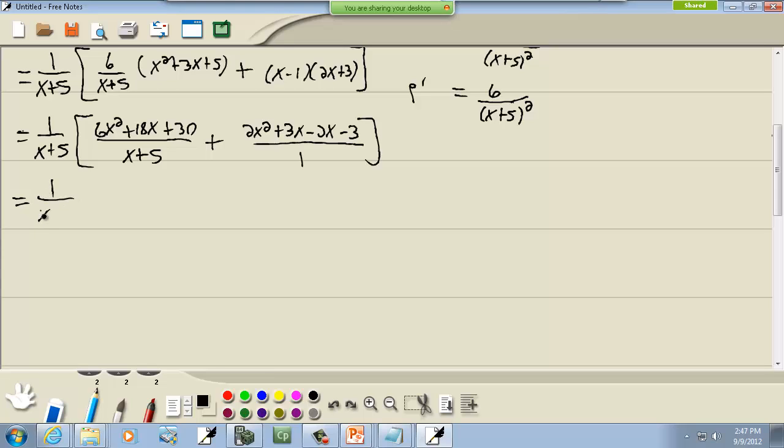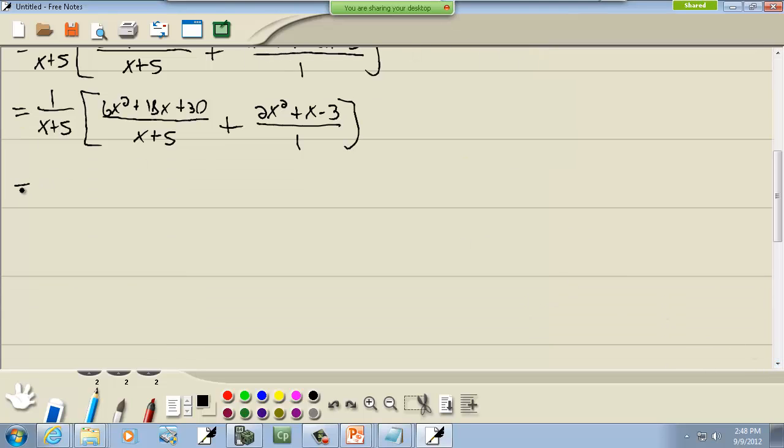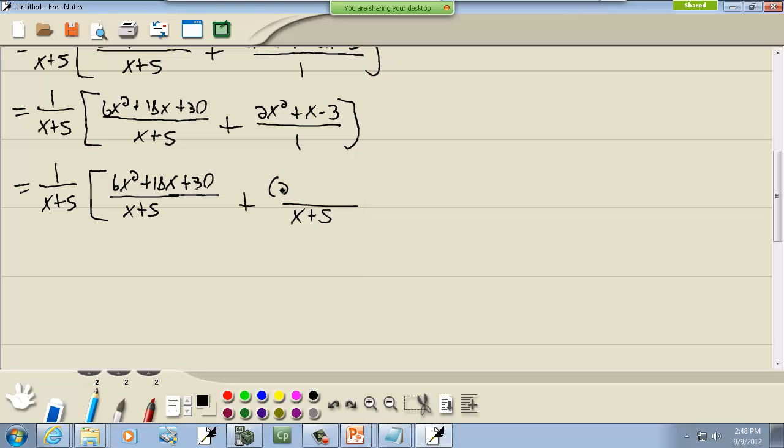Which gives us 1 over x plus 5 times 6x squared plus 18x plus 30 over x plus 5. And the top part here becomes 2x squared plus x minus 3 over 1. We got 1 over x plus 5. We don't get a common denominator of x plus 5. So we got 6x squared plus 18x plus 30. And we multiplied the bottom part by x plus 5, so we have to multiply the top part by x plus 5.